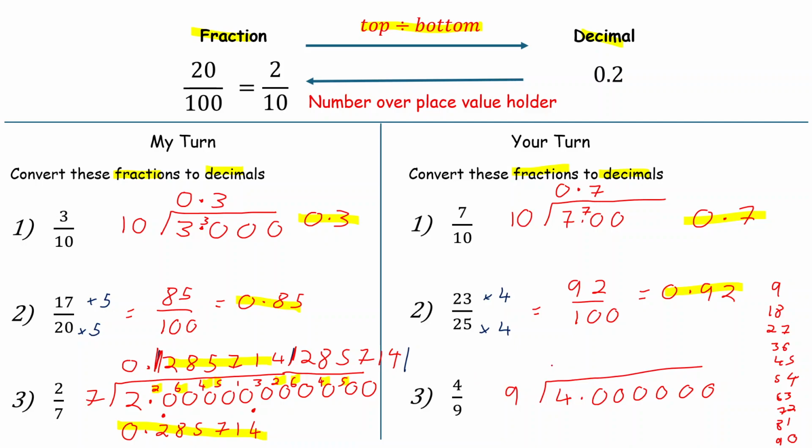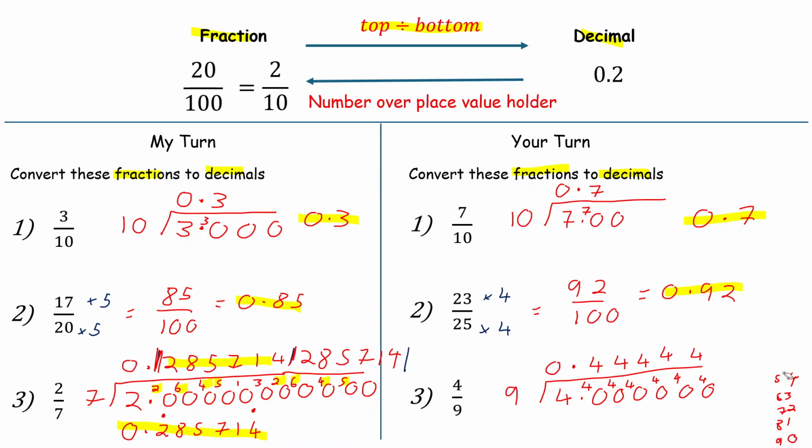9 into 4, of course, is too big. So 0, we bring up the point and we carry that 4. 9 into 40 goes 4 times before I get too big. So 4 gets me to 36, remainder 4. And 9 into 40 again is going to be 4 times with a remainder of 4. So you can see what's going to be happening here. We're just going to be getting the same thing going over and over again. So actually this one is quite nice and straightforward.